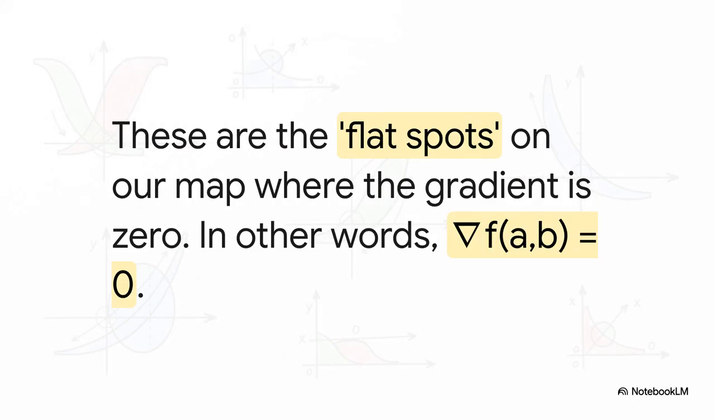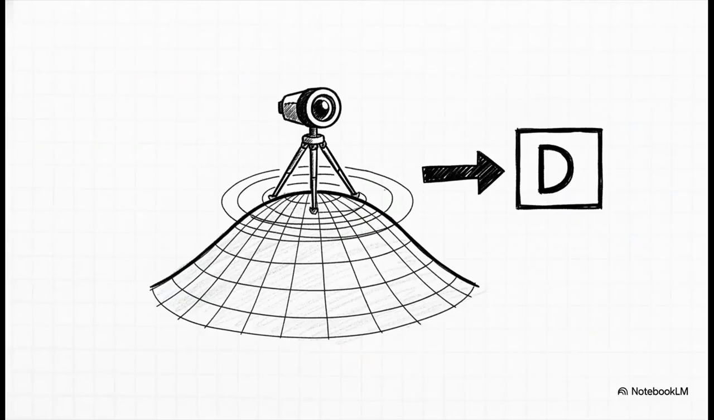So, step 1. We gotta find all our candidate locations. In calculus speak, these are called critical points. Just think of them as the perfectly flat spots on our map, where the gradient is 0. I mean, these are the only places where a smooth hill could ever top out or a valley could bottom out. Okay, next up, for each of those flat spots we found, we deploy a special tool.